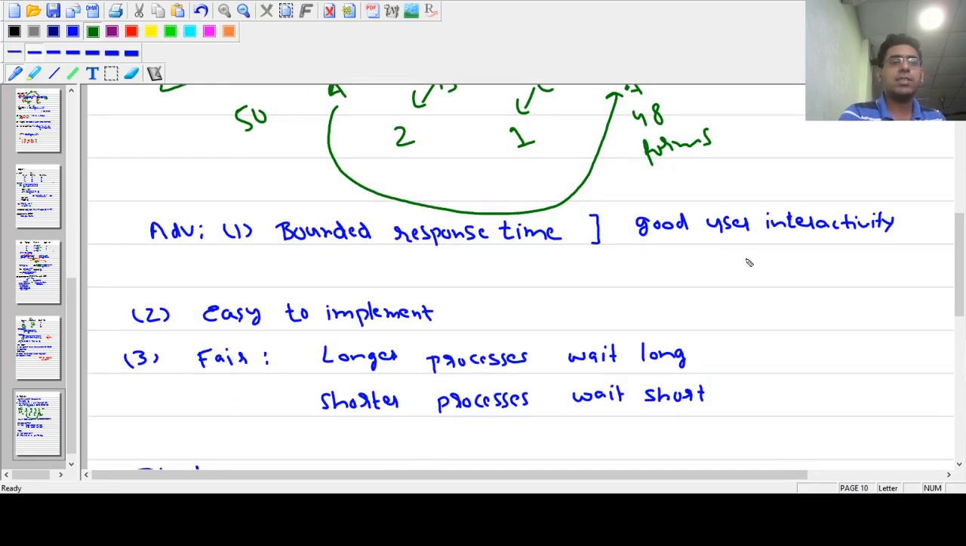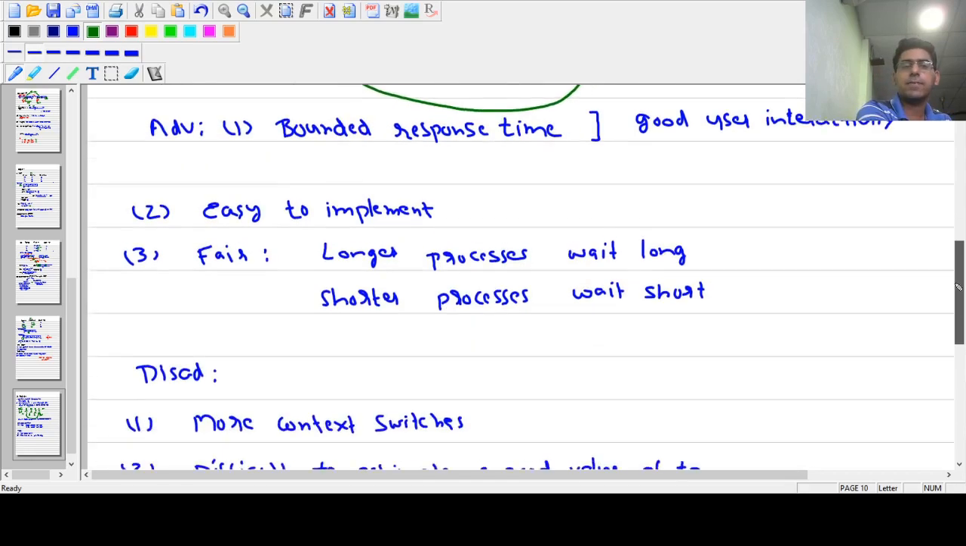Good user interactivity means if the user wants to have a new process initiated and wants some kind of feedback, then it will get the CPU. In case of first come first serve, till the process is executed completely, the CPU will not be entertaining any other process. But there are so many processes where the user needs to have an interaction with the CPU in between. So in a round robin fashion, each process will get a chance to interact with the CPU. So it is easy to implement and it is fair.